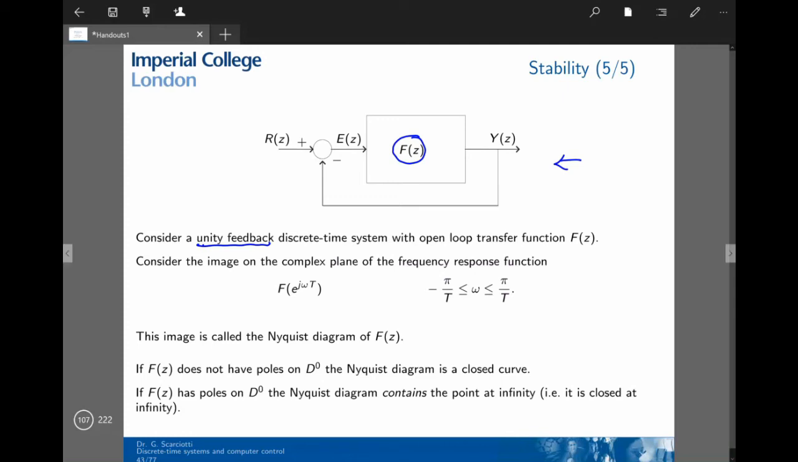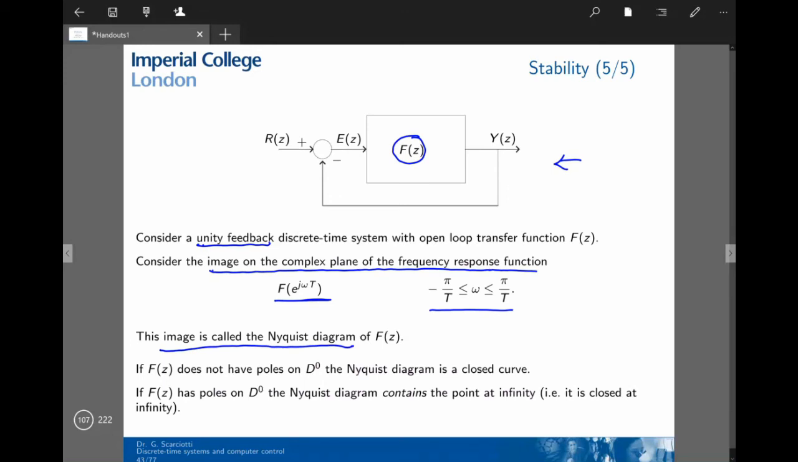We consider the image on the complex plane of the frequency response of the function f of e to the j omega T, computed in the primary strip. We are studying the primary strip because there are issues and problems in not being able to distinguish between primary and secondary strips when we are not in the primary strip. So we can sketch this function only for these values of frequency. And this image is called the Nyquist diagram.